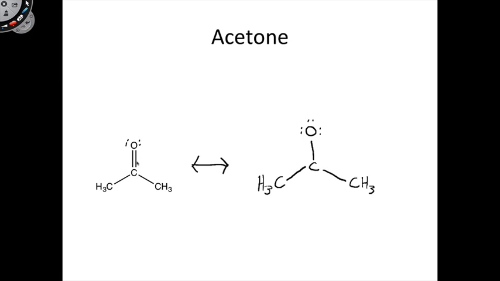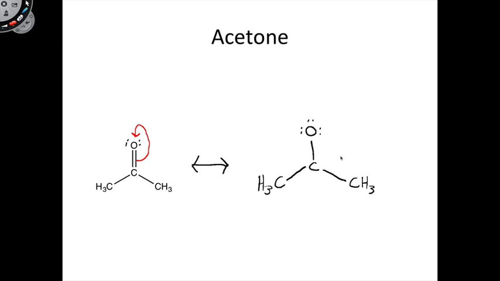So this pi bond of electrons went from being a pi bond, start the arrow there, and it moved up onto the oxygen. So that's the arrow pushing formalism of that.